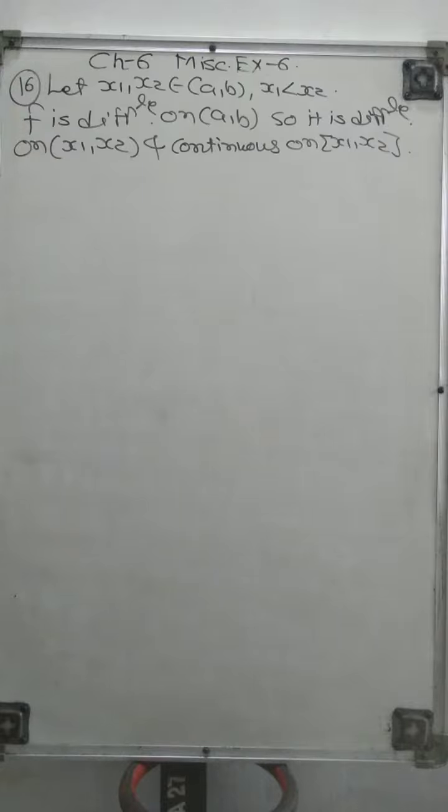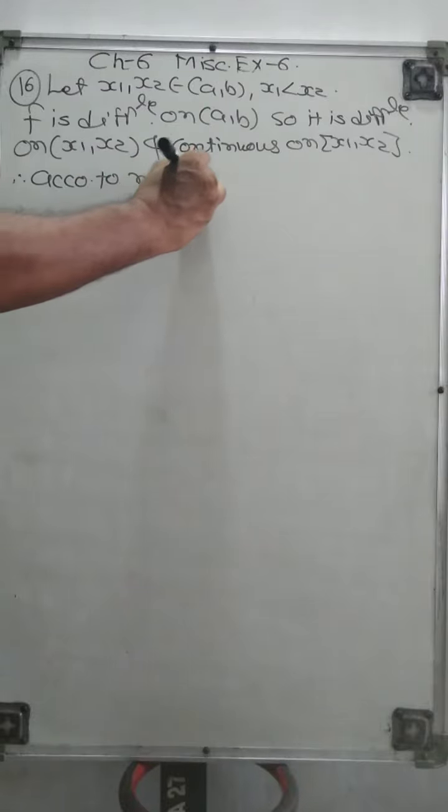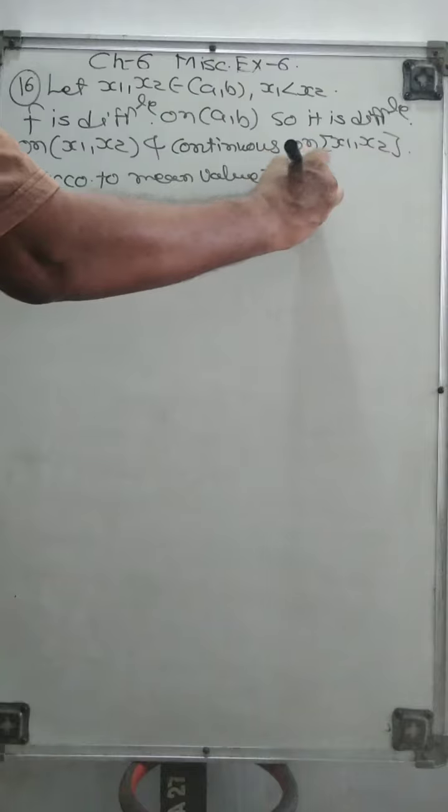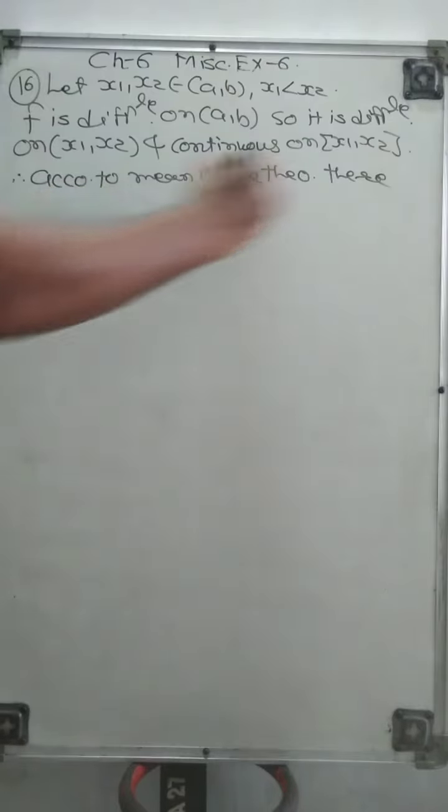there exists c belonging to (x1, x2) such that f'(c) is equal to (f(x2) minus f(x1)) upon (x2 minus x1), right? So this is our first result, but it is given in our data that f'(x) is greater than 0.